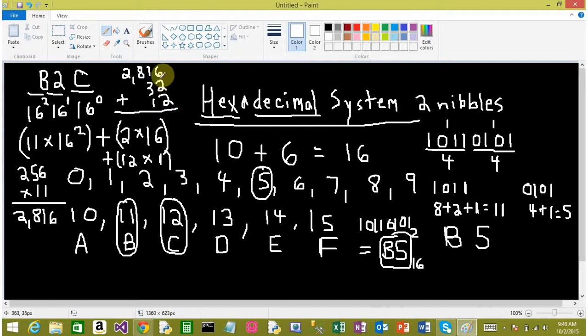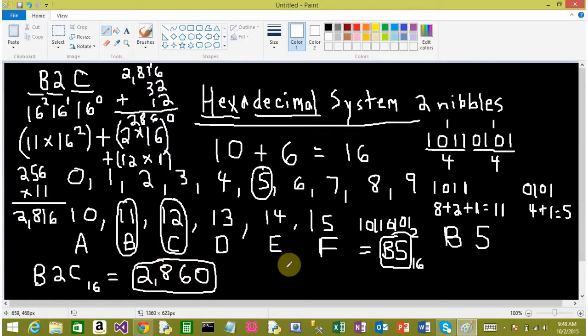And so we have 6 plus 2 is 8. 8 plus 2 is 10. Carry the 1. 1, 2. 2 plus 3 is 5. 6. 1. And then bring down the 8 and the 2. So it looks like we're going to get B2C in base 16 is equal to the decimal number 2,860. Pretty big number.